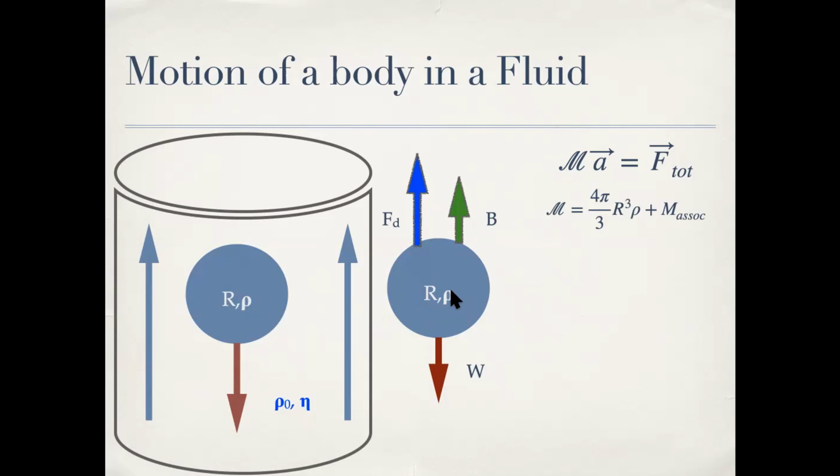Because if the ball moves a little bit downwards, it doesn't leave behind a vacuum, a void in the liquid. If the ball moves down, then there must be a motion of the liquid which fills up the void above it, which was formed by the fact that the ball is no longer there.